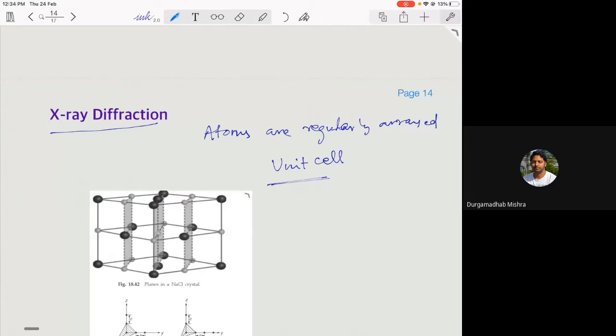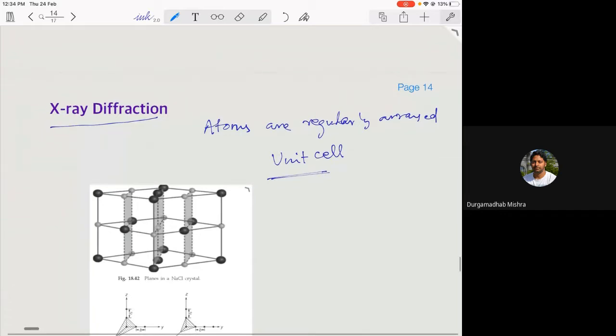Now the separation, the distance between the atoms, is typically of the order of the wavelength of X-rays. That means these crystals act as a natural grating for X-rays. If you take X-rays with a wavelength of about 1 angstrom, for copper it is 1.54 angstrom, and you look at the interatomic distances, they are of the order of an angstrom, and you will observe diffraction. This acts as a natural grating for X-rays.